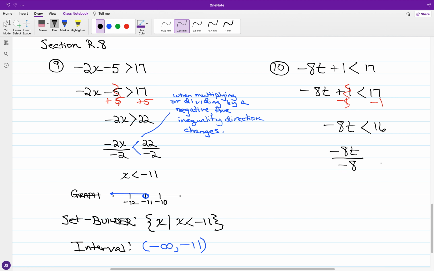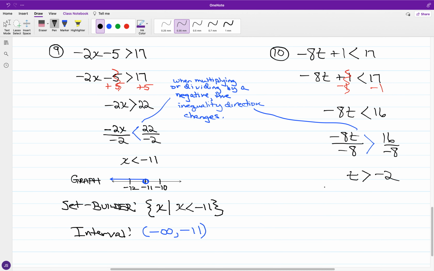And dividing once again by a negative, this time we are going from less than to greater than. So again, you have this bit of history to repeat. And so for negative 8t divided by negative 8, this will become t. And t is greater than 16 divided by negative 8, so that will be negative 2. So this will be the inequality that defines the solution set to t.